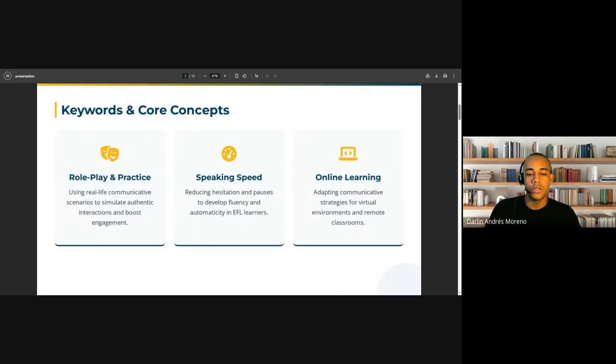So basically, something that I would like to take into consideration are some keywords and core concepts. Role play practice: using real life communicative scenarios to simulate authentic interactions and boost engagement. Speaking speed: reducing hesitation and pauses to develop fluency and automaticity in EFL learners. Online learning: adapting communicative strategies for virtual environments and remote classrooms. It is important to take these concepts into consideration for what is coming next.